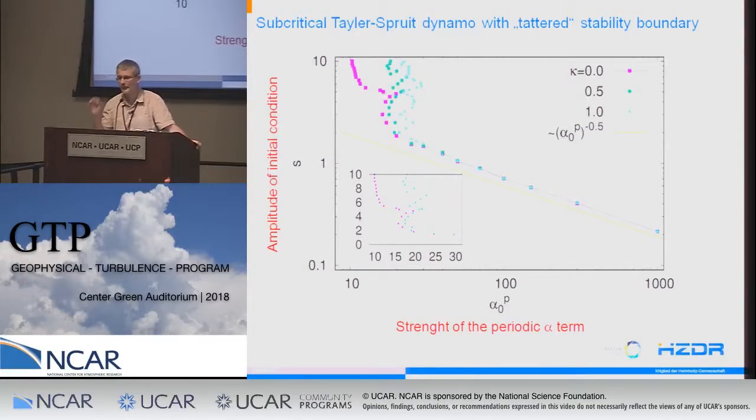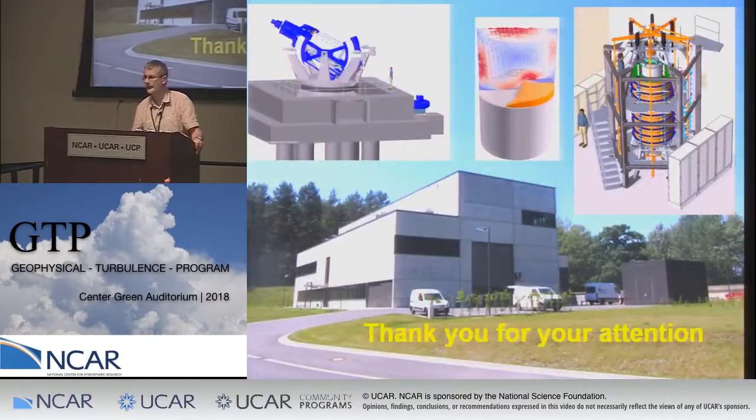It's a funny thing we have observed. This is really a subcritical Tayler-Spruit dynamo. This is a very recent result. You see here the strength of the periodic alpha term, and here you see the amplitude of the initial condition. You see here this tethered stability boundary, which is very, very typical for all subcritical instabilities. So this is a special effect here of this Tayler-Spruit dynamo.